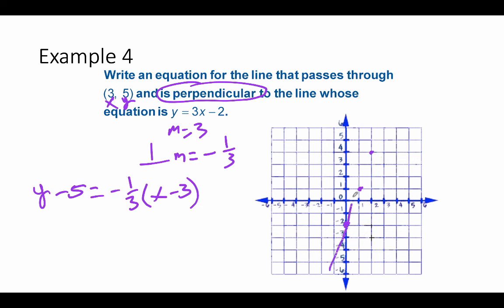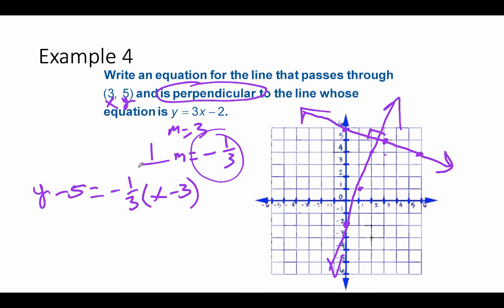Good, good, good. I'm doing the best I can with the line there, and I can graph this one at 3, 5. 3, 5 is going to be up here, and it's got a slope of negative 1/3. Down 1, right 3, up 1, left 3. Oh, look at that. Even my bad drawing makes it look like we have a right angle, don't we?